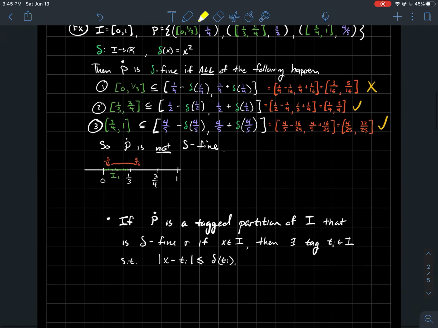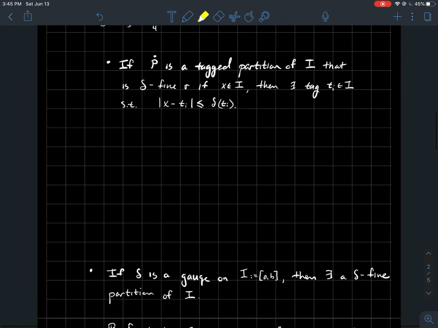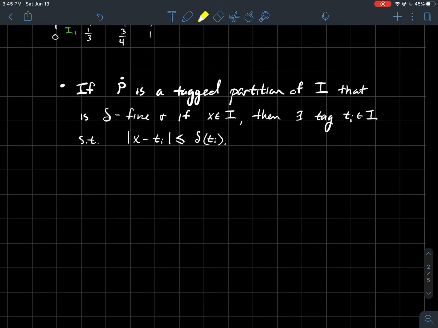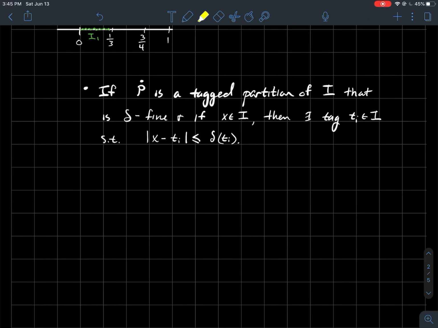And the last thing I want to tell you about is just a result that's useful a little bit later on. So if ṗ is a tag partition of I that's delta fine, and if x is just any point that's in I, then there exists some tag ti in I such that the distance between x and ti is smaller than or equal to the value of the gauge at that point ti.